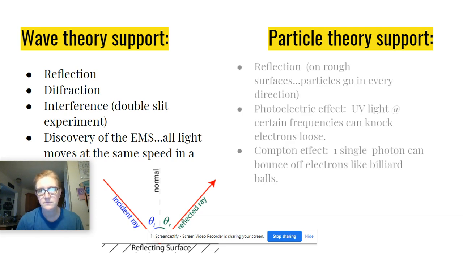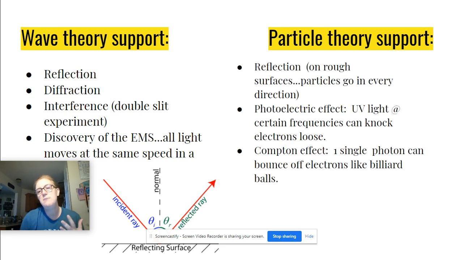Particle theory, again, reflection could be used for that one as well. Photoelectric effect. This was the effect that ultraviolet light at certain frequencies can knock individual electrons loose. Which, by the way, is kind of how your garage door opener works. If you have a garage door sensor, it has a certain frequency that it shines across to this little eye, and once it hits that little eye, electrons get knocked loose, which causes electricity to run and open your garage door. Okay, so all of these things were evidence to support the particle theory.